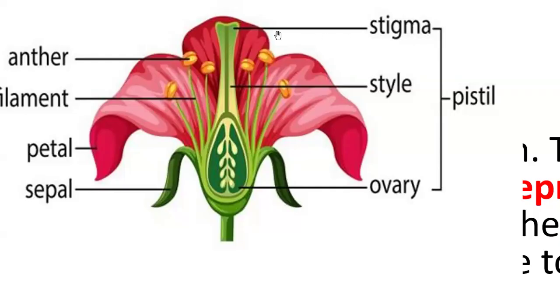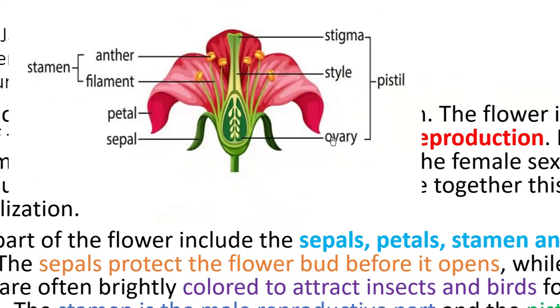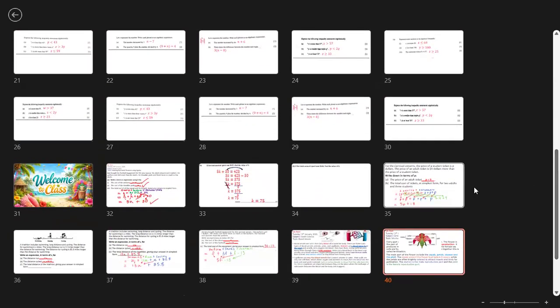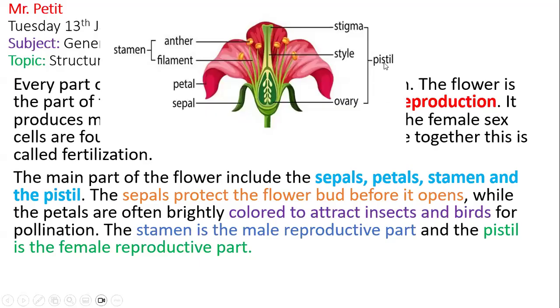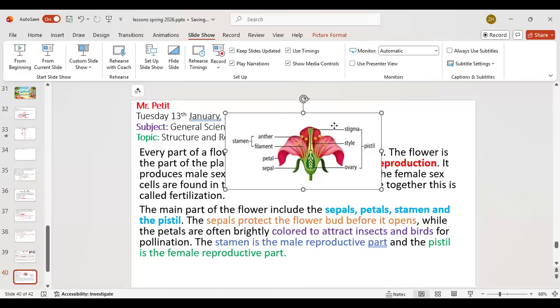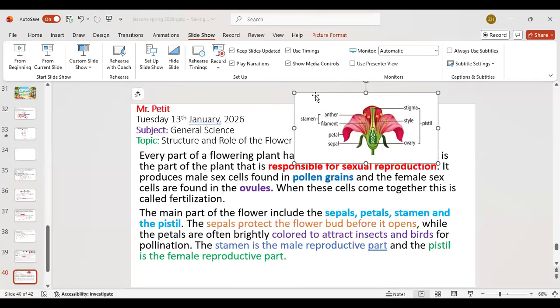So the stigma is the top part. The pollen is going to land on the stigma. The style is this long elongated structure. And this round bulb-like shape is what we call the ovary. All three of them together form the pistil. And the pistil, is that the male part or the female part? Female. The female part, very good. So that is the flower.